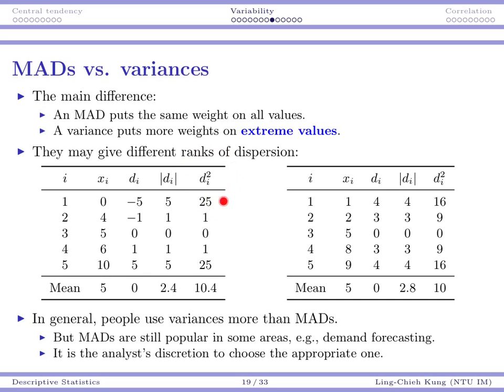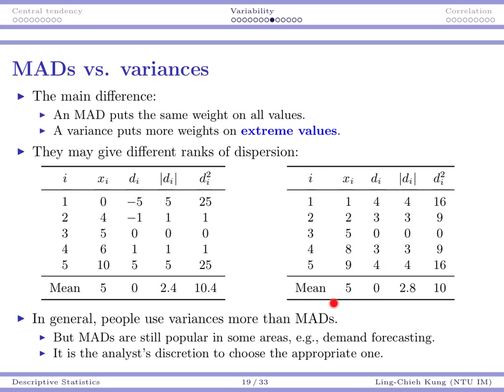But when we do the square, that means 5 becomes 25, while 3 would just become 9, 1 would still be 1. Okay? So if a number is originally large, when we take the square, it will become relatively even larger. And then when we do the average, those extreme values would really count a lot. So a variance puts more weight on extreme values, or we can say a variance would be affected more by extreme values. And then we can also see that for two different sets of data, MAD and variance may tell you something different.